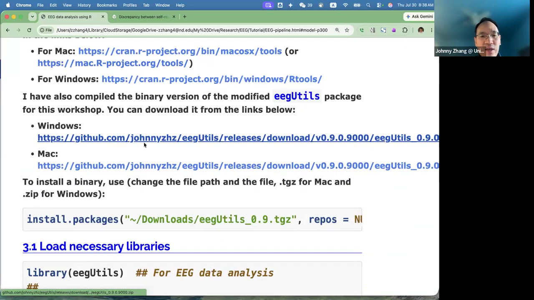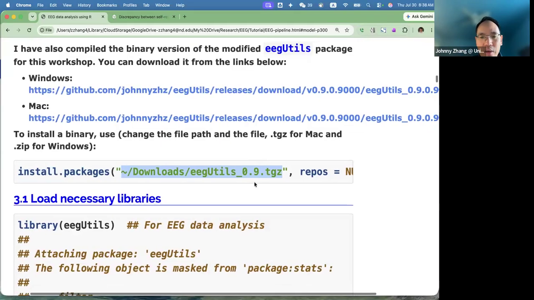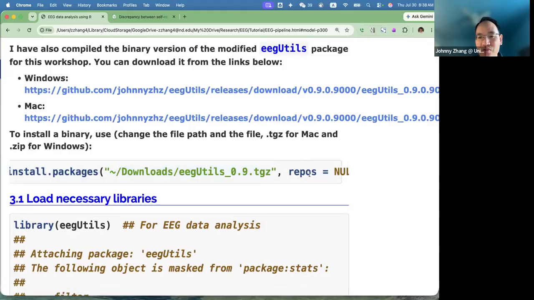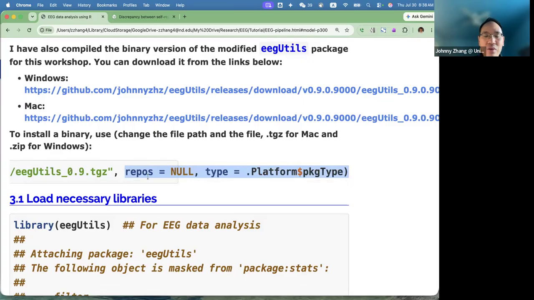You can click the link and download the files. After you download the files, you can install the package directly. So this will be the link or the location where you saved the files. Then you set repos equal to NULL, which means you are going to install from your local computer.